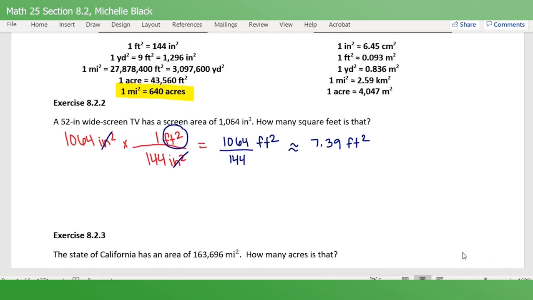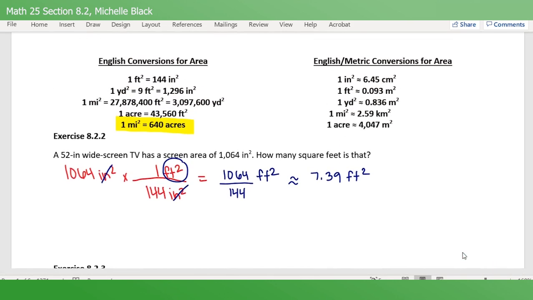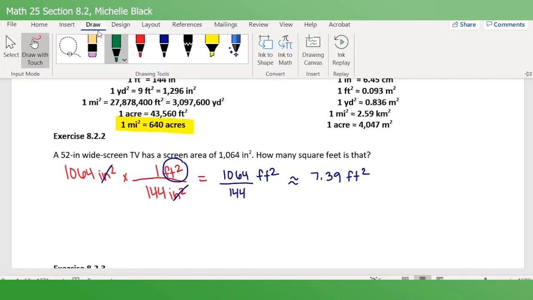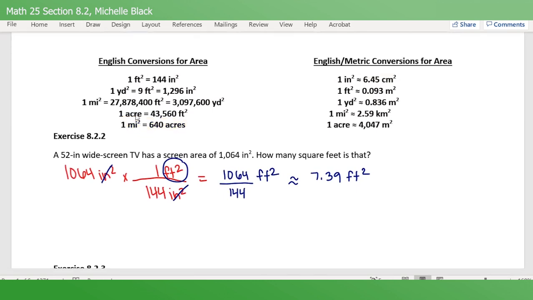So every time you're given one of these charts, you can just look at them and try to see if you see any relationship between the values you're trying to convert between. So if you're going from inches to feet or inches squared to feet squared, there's one that goes directly there. Or the one we just did was from square miles to acres, so there's one that goes directly there.